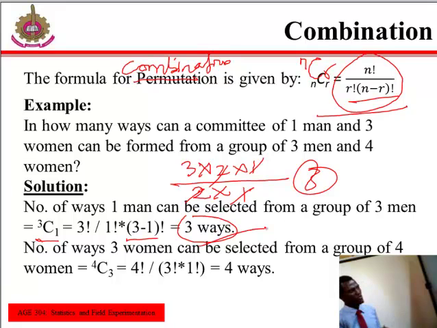Now, the number of ways 3 women can be selected from a group of 4 women will be 4C3. And we follow the same process. We have 4 ways.